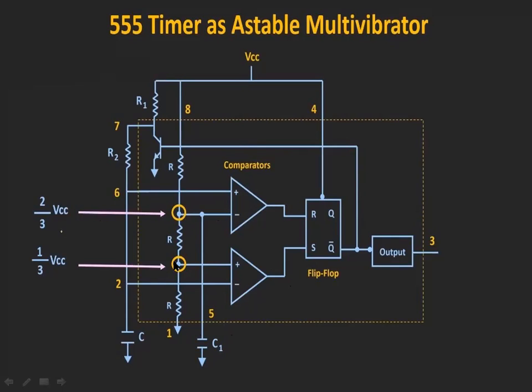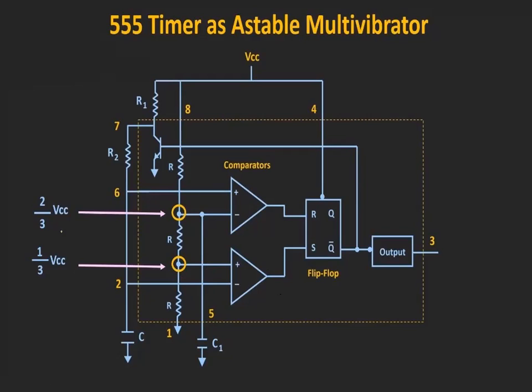So the fixed voltage is nothing but 1 by 3 VCC. The threshold voltage of this comparator is 1 by 3 VCC, which is connected to the non-inverting terminal. Whenever this voltage is greater than the voltage at the second pin, the output of this comparator will be 1, and whenever the voltage at the second pin is less than this voltage, the output will be 0.